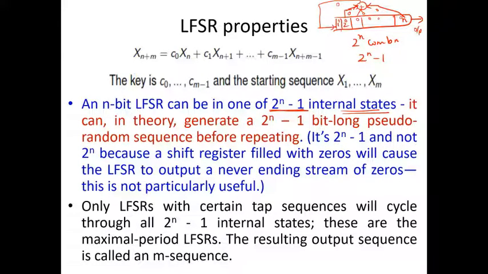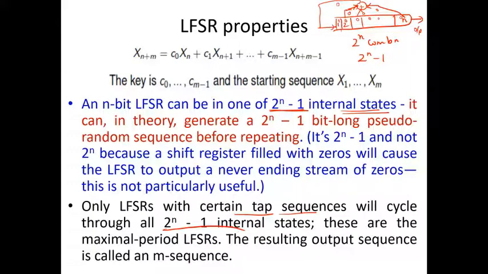LFSRs with certain tap sequences will give you a maximal length sequence. It will cycle through all the possible internal states and result in maximal length or maximal period outputs, but not all LFSRs. What is a tap sequence? Those bits which should be input to the XOR gate or the feedback function. Only certain tap sequences, if chosen correctly, result in a maximal length LFSR.